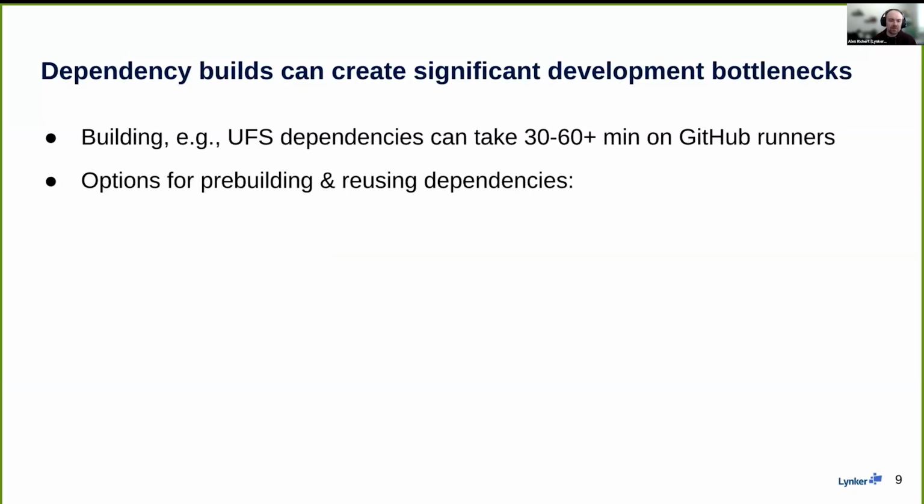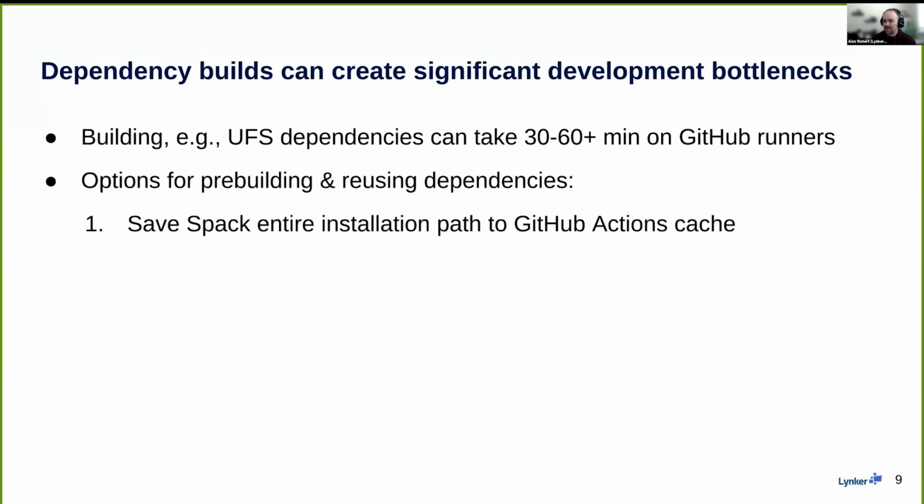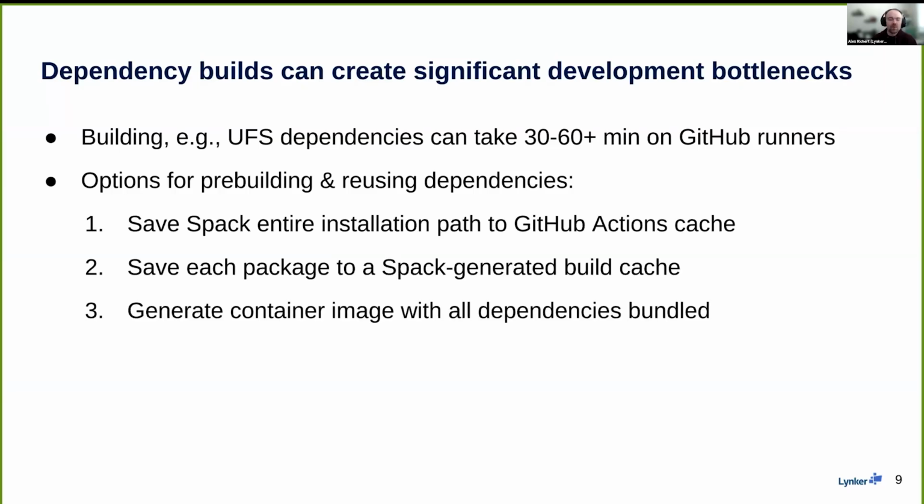Okay, so to further motivate the problem of trying to speed up our CI workflows and dependency builds, some of our workflows can take 30 or 60 or 90 minutes just to build the dependencies, to say nothing of building and testing the code itself. So there are a few ways that we can use SPAC to build out those dependencies for reuse later.